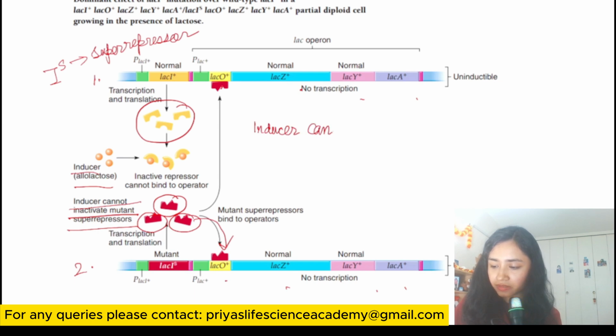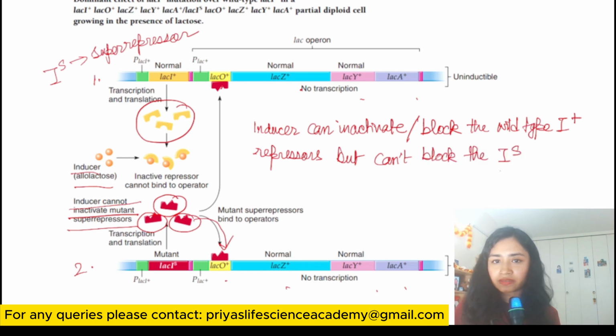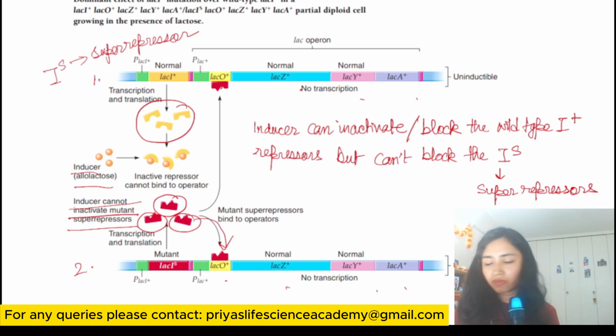inducer can inactivate or block the wild type, that is I plus repressors, but can't block the IS, that is super repressors. Okay, so that states clearly that in case of super repressors, the inducer binding sites are mutated. That is why the inducers can't bind, the inducers can't recognize these super repressors, and super repressor can bind with the operator region very easily, and no transcription is there.